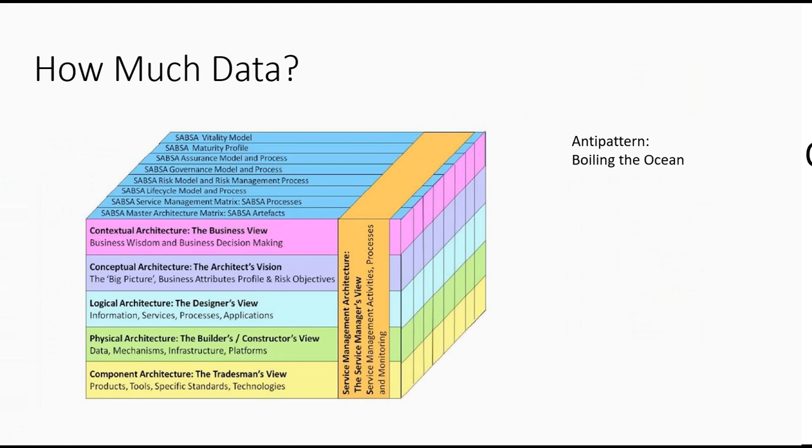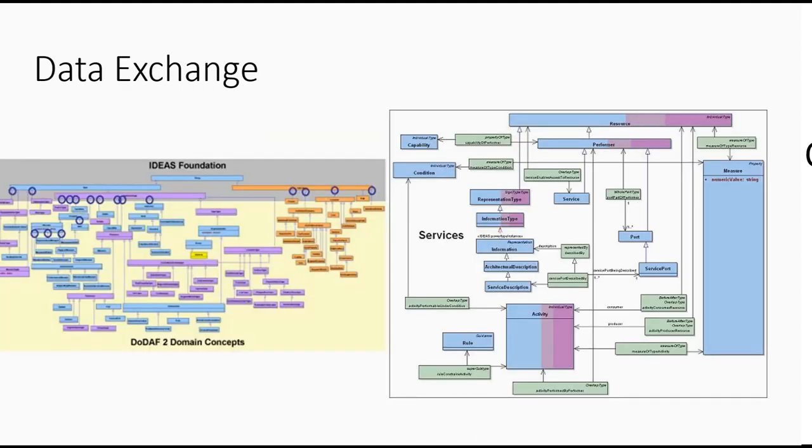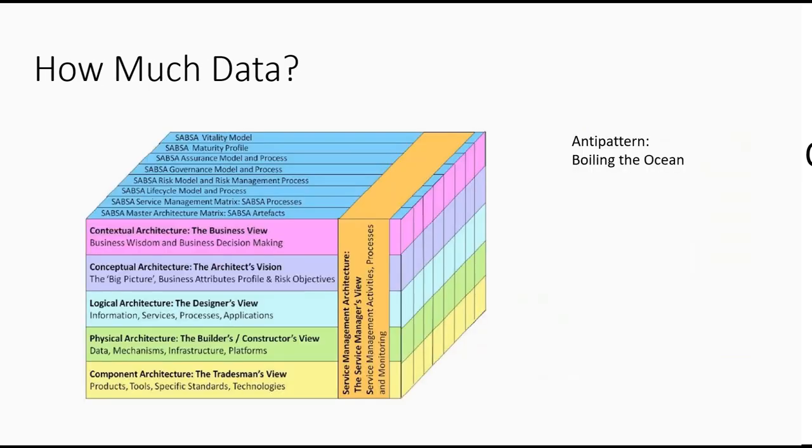You can have too much data. The most common failure mode for enterprise architecture is boiling the ocean, producing an architecture of too much scope, so it never gets done, and it's not really understandable. Most enterprise architectures have failed for boiling the ocean. This is, by the way, SABSA and the SABSA model of data.